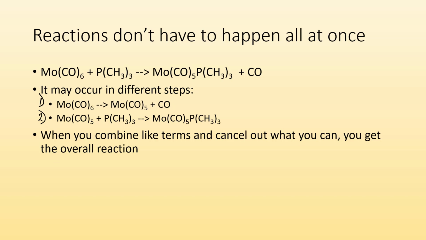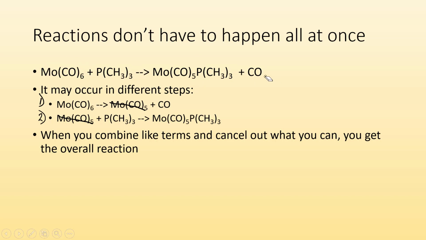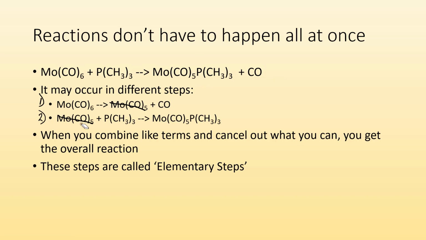So here, let's see. All right, well, I got MoCO5 here and here on opposite sides of the arrow. I think that's pretty much it, right? You can see, hey, I have my overall reaction now. And how did it happen? Well, it didn't happen all at once. It happened in multiple steps. So that is the whole point of reaction mechanisms, that it doesn't have to happen all at once. So these steps we call elementary steps because it's just a basic, simple step. So step 1, step 2, we call those elementary steps.